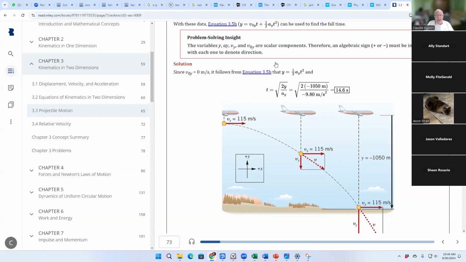I did the solution slightly different from the book. The book put the origin of his y-axis right here at the top, where the airplane is flying. I put the origin of my axis right here at the bottom, but the result is the same.